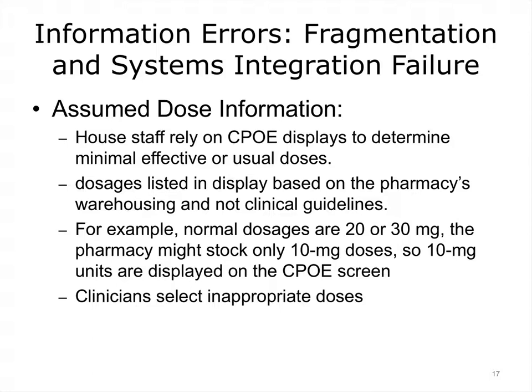In this case, clinicians relied on CPOE displays to determine the minimum effective dose or a routine dose for a particular kind of patient. However, there was a discrepancy between their expectations and the dose listing. The dosages listed on the display were based on the pharmacy's warehousing and not on clinical guidelines. For example, although normal dosages are 20 or 30 milligrams, the pharmacy might stock only 10 milligram doses, so 10 milligram units are displayed on the CPOE screen. Clinicians mistakenly assumed that this was the minimal dose.